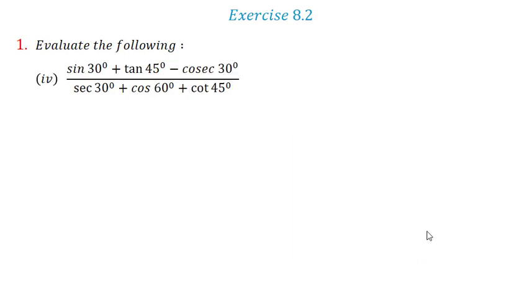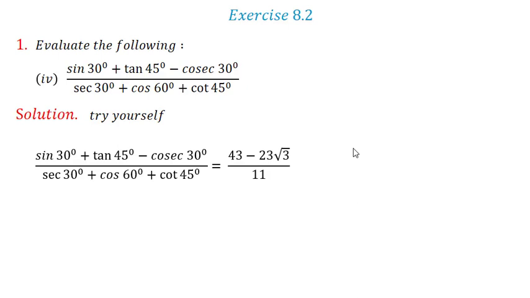Now let us see the next question. Again sin 30 plus tan 45 minus cosec 30 upon sec 30 plus cos 60 plus cot 45. So you are going to put the respective values of all these trigonometric ratios and find the answer. Finally what you get? You should get 43 minus 23 root 3 upon 11 as your answer.